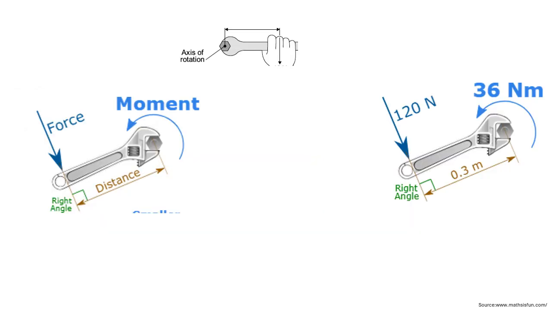So here is a simple problem where you can calculate the moment. The actual moment is 36. To find it, you will have to multiply the force 120 with the distance 0.3. I hope you are able to understand what a moment is.